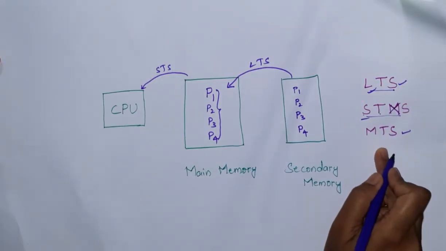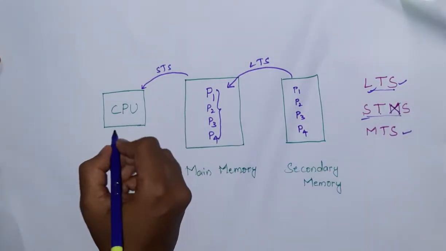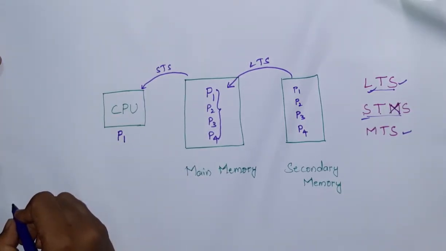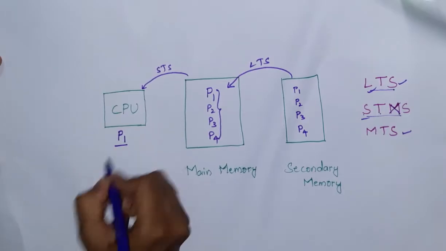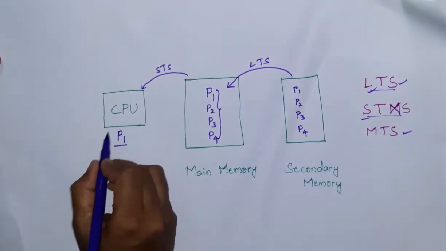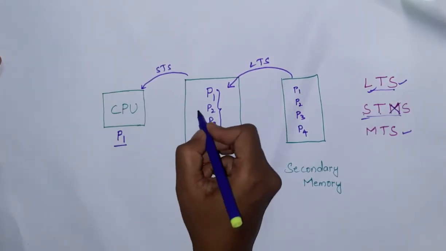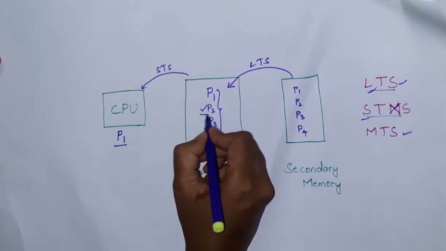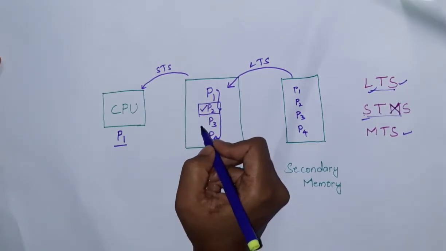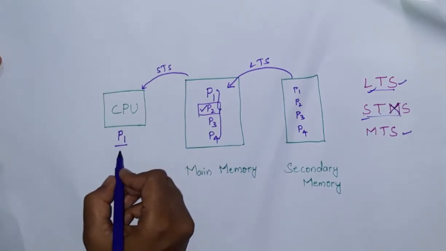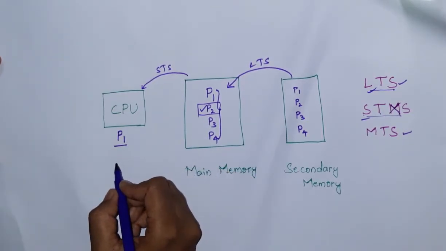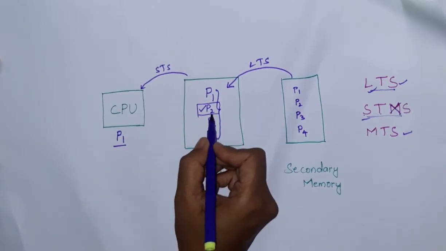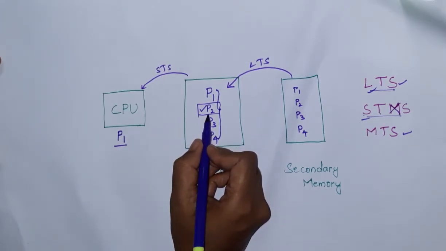What is the use of the medium-term scheduler? Let us think the CPU is executing process 1. Now the CPU is executing this process 1. In the middle of the execution, let us say the P2 process has come with the highest priority. Then what does the CPU have to do? When a highest priority process comes, the CPU has to leave this process and execute the highest priority process.